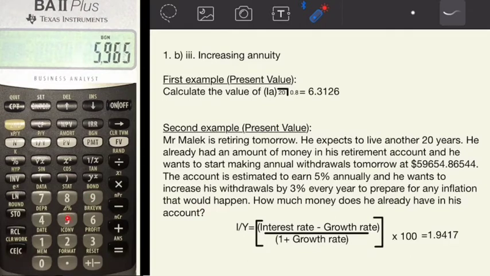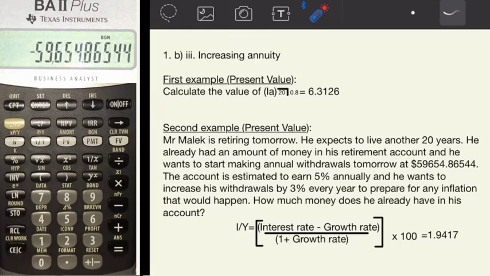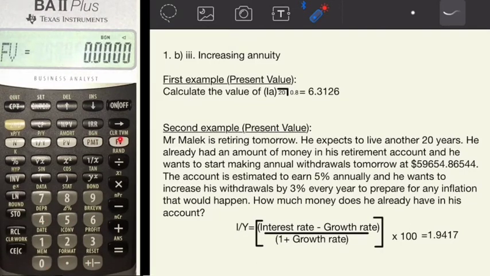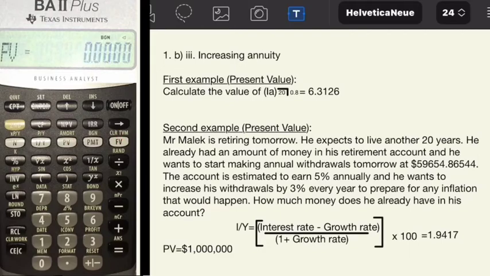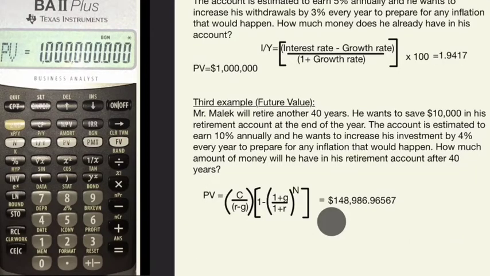59654.86544 is our payment. It is supposed to be positive because it is a withdrawal. Then we put 0 as our future value. Then we press compute PV, and we get 1 million.